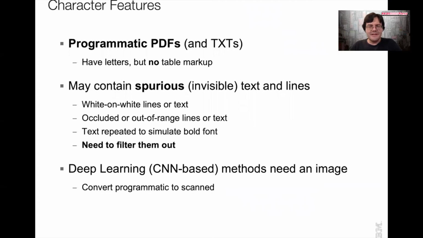Now, for the programmatic PDFs, you might think it's straightforward, but not so, because often you have, first of all, of course, you don't have table markup, you just have characters themselves on the page. But not all of the characters that you read from a programmatic PDF are actually the ones that are going to be printed. Sometimes you will see white on white text or colored on colored that is not printed, or text that is out of range, or sometimes the same text occurs multiple times to achieve some effect, such as bold.